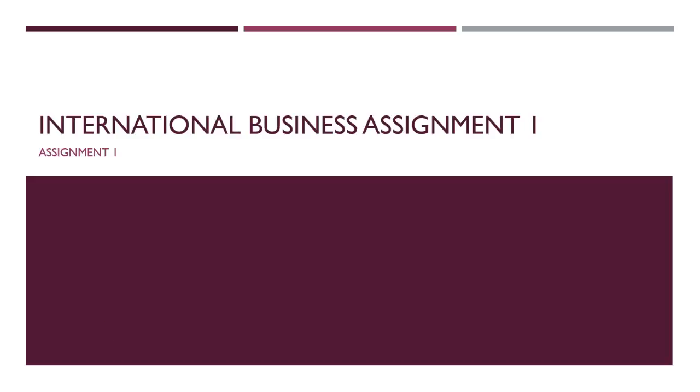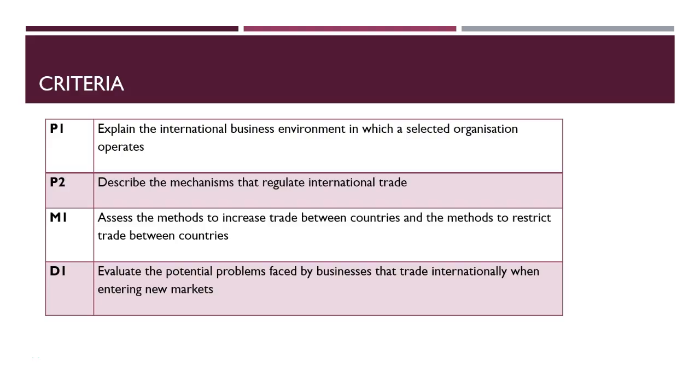International Business Assignment 1. Okay, so we've got P1. What you need to do is explain the business environment in which a selected organisation operates. P2 is to describe the mechanisms that regulate international trade. M1 is to assess the methods of international trade between countries and the methods to restrict trade between countries. And D1 is to evaluate the potential problems faced by business that trade internationally, entering new markets.